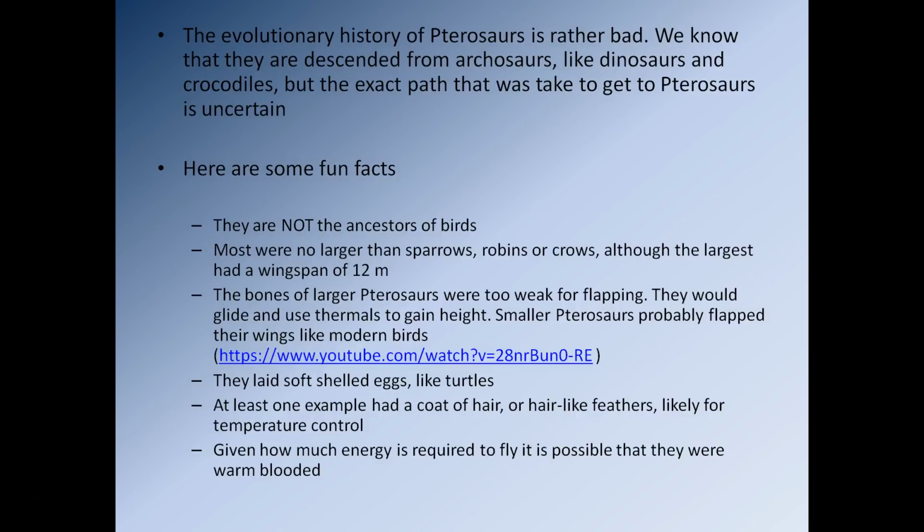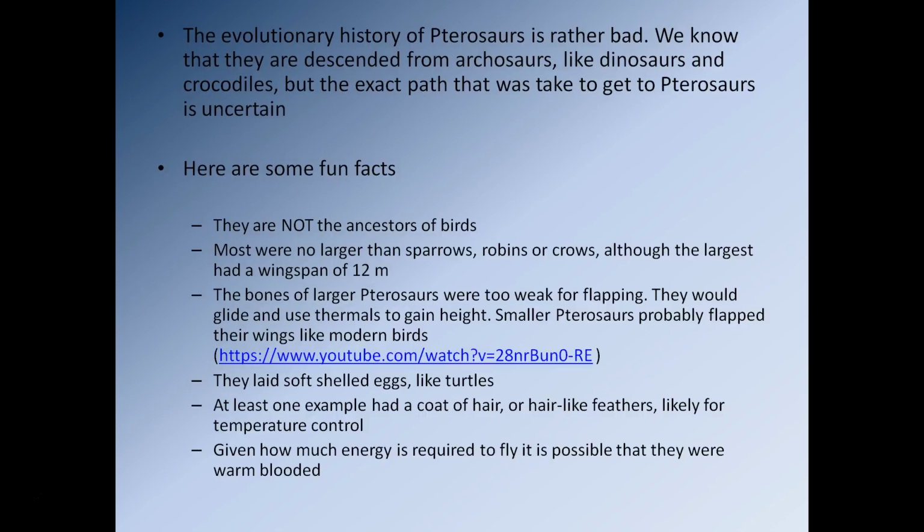So, we have at least one example where we can see that there is a coat of hair, or at least hair-like feathers, on the skin of the pterosaur. Now, these were probably likely for temperature control. However, whether it is hair or hair-like feathers is a bit uncertain, but nevertheless it would suggest that they weren't bald, they had some kind of covering on their bodies that probably did help them to retain heat.